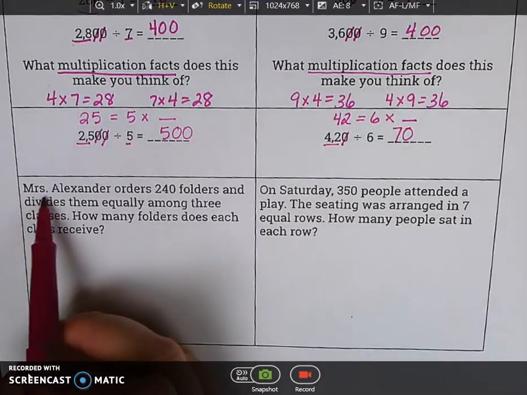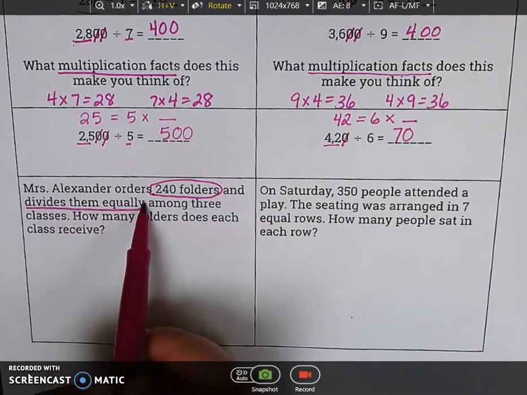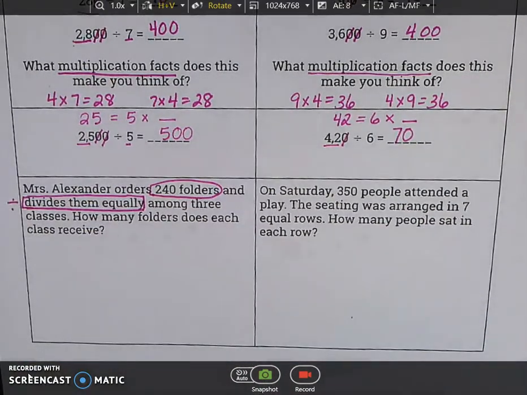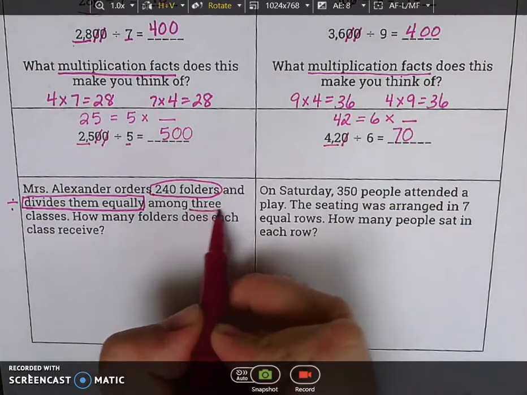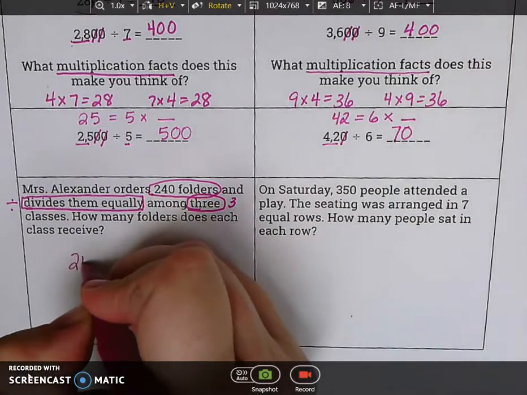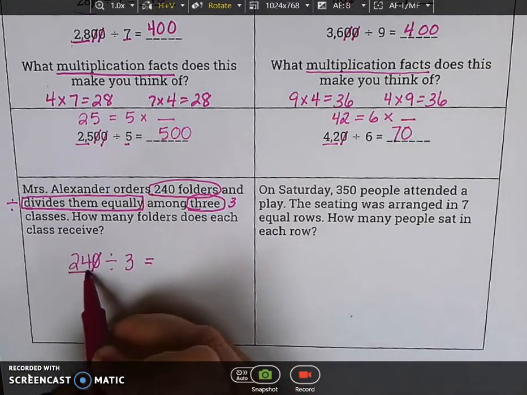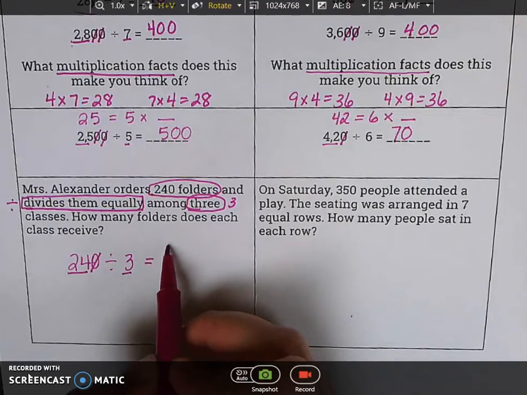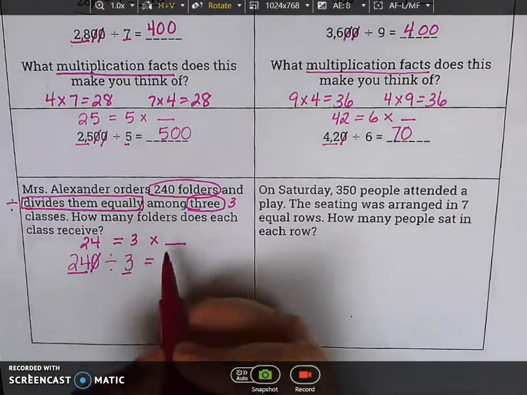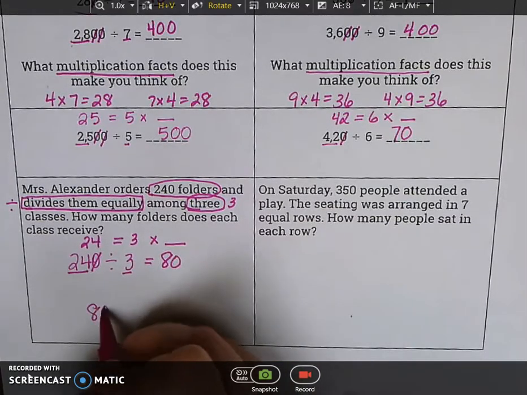Couple word problems here. Mrs. Alexander orders 240 folders and divides them equally. When you see something like this in a word problem, we know we're going to divide. If we're dividing something equally, and we're dividing it among 3 classes. How many folders does each class receive? So we're doing 240 divided by 3. So cancel out that 0, and we're talking 24 divided by 3. So in my head I'm thinking blank times 3 equals 24. Well, 8 times 3 equals 24, so don't forget to put that 0 on, 80. So my answer would be 80 folders.